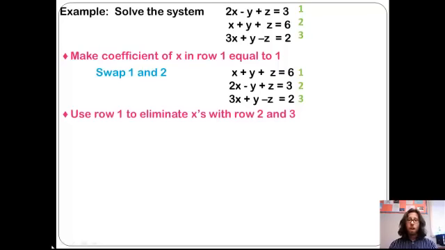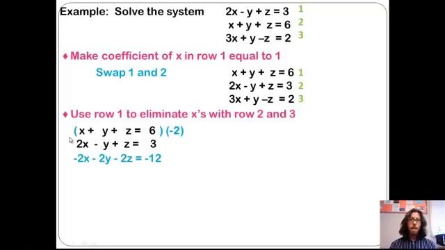Now we're going to use row 1 to eliminate the x's in rows 2 and 3. And now we're going to see why it's nice to have a 1 as a coefficient. Because if you have a 1 as a coefficient, if I want to eliminate this, all I have to do is multiply it by -2. If I multiply that by -2, I get this equation. Now I almost want you to forget about this one, because this is row 2 right here. And what we're doing is adding this to row 2.